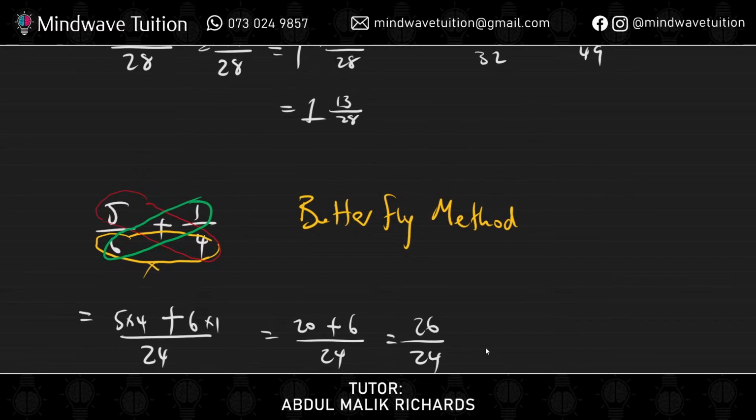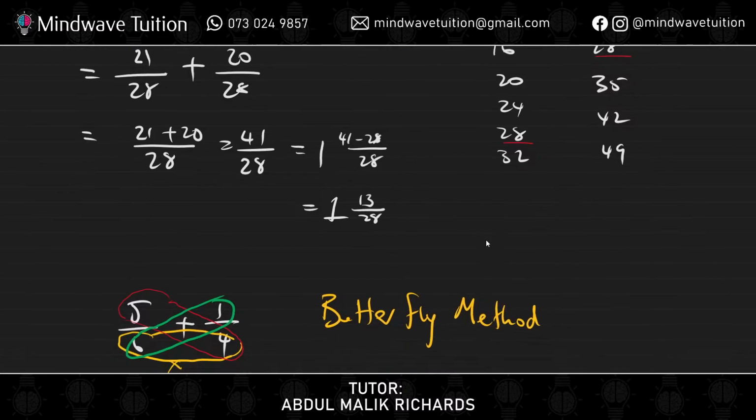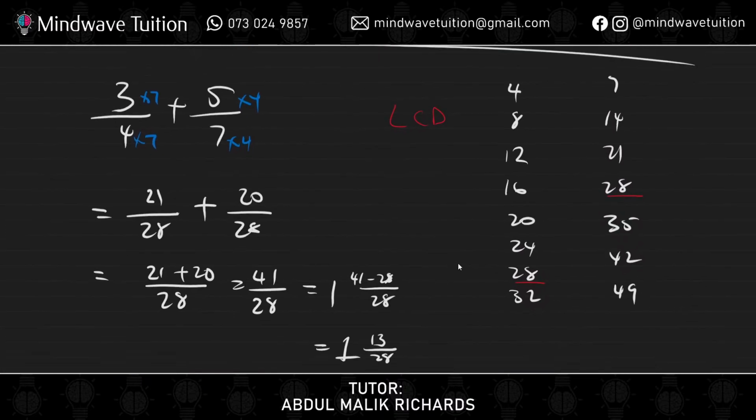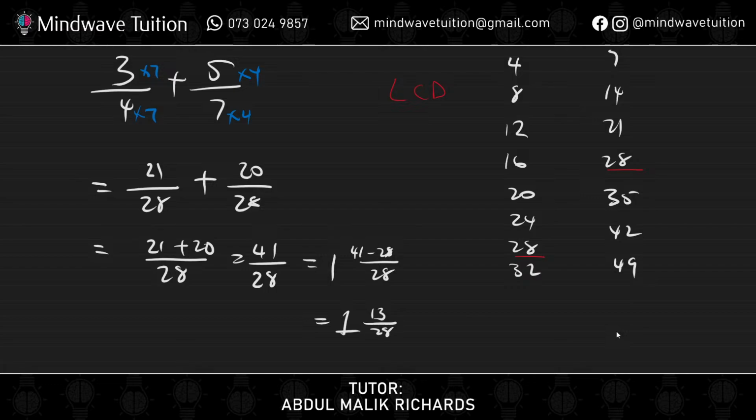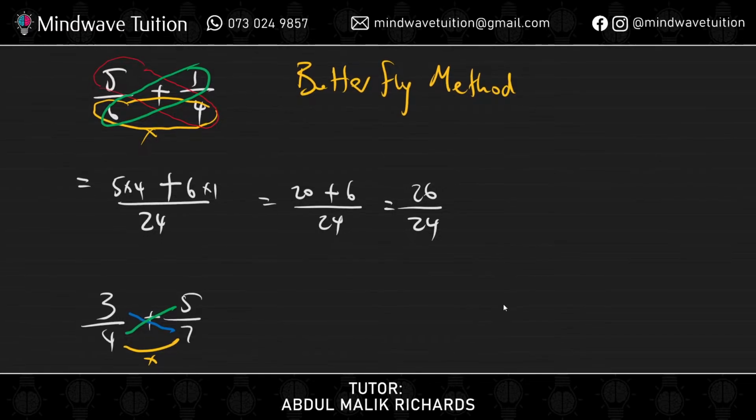And we can see that it's exactly the same answer over here. 41 over 28, and we can obviously change it to a mixed fraction. So you can use writing out the multiples to give us equivalent fractions, or you can use the butterfly method.